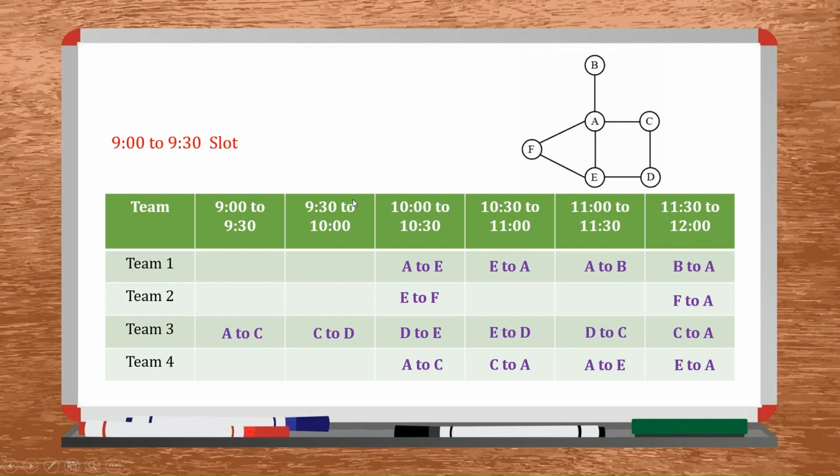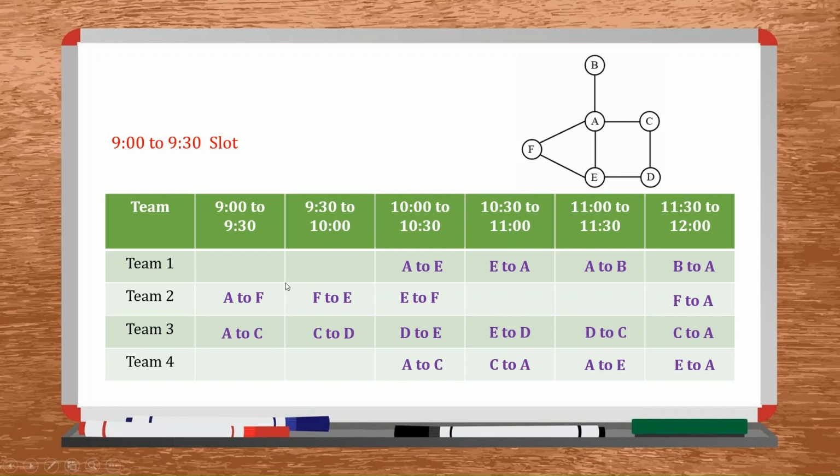Now let's consider team 2. Team 2 has to reach E at 10, and it cannot travel from A to E again. Hence, to reach E, it will have to go via F. Then only it can reach E in time. So it will go from A to F and F to E again.